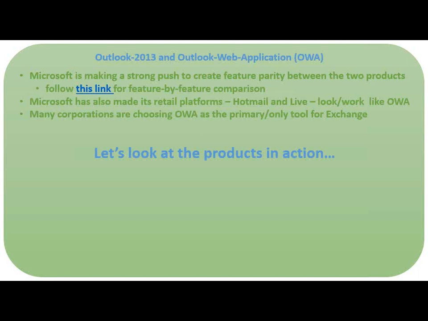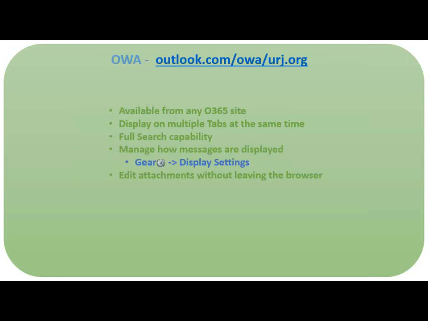So, starting with Outlook Web Access. First of all, this is the URL that is specific to signing into that tool, although, as you can tell from the very first bullet point, access to OWA is available from any site running on the Office 365 platform. I'm going to run through these bullets, and then I'm going to show you what each one of these bullets actually means in live examples. You can display or have a window for OWA on as many tabs as necessary, and I'll tell you why that is useful as well.